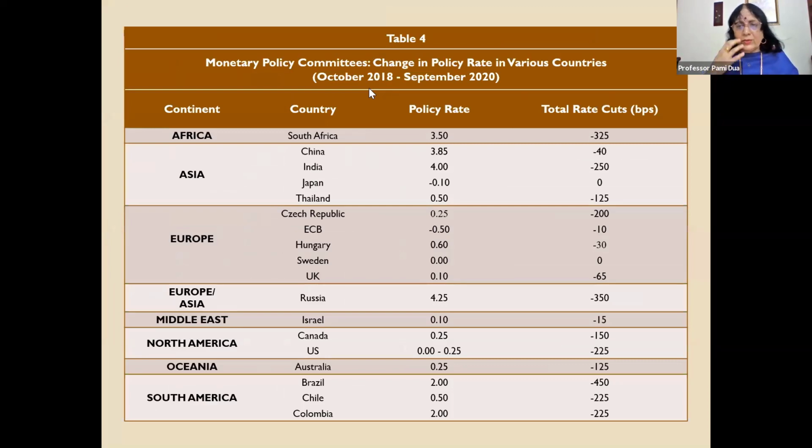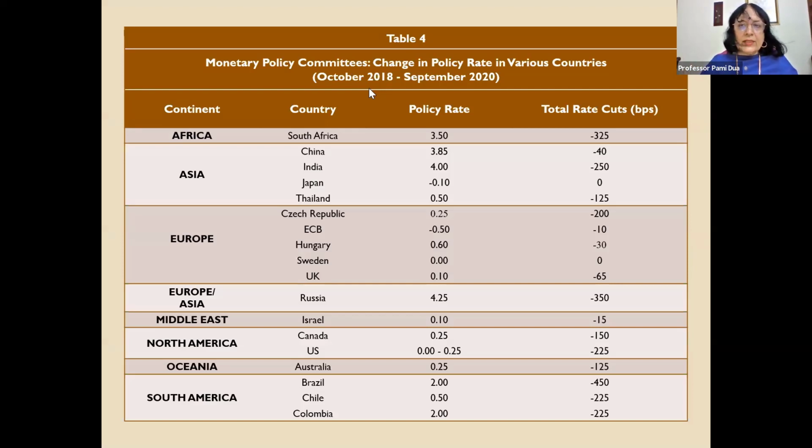And now what I want to show you is how globally there was synchronization in the policy cuts. So India, I have already told you the policy cuts. Now if I look at all the other countries, during this post 2019 period, the table says October 2018, but there was no action in 2018. All this reflects 2019 and 2020.